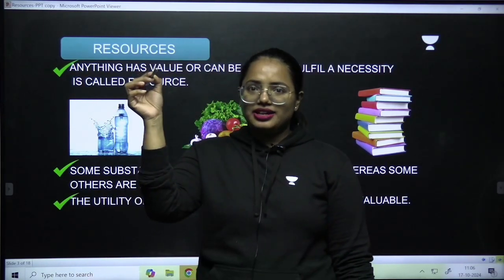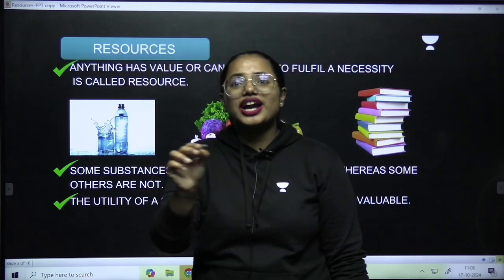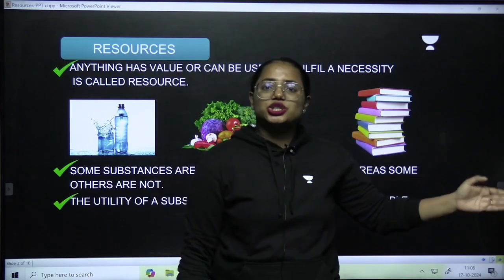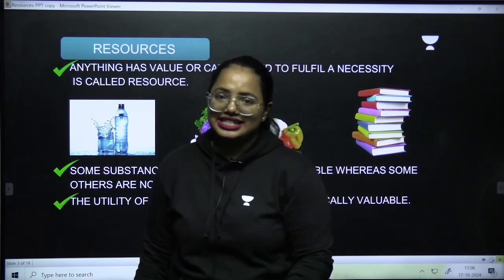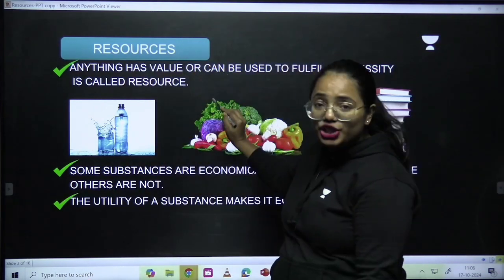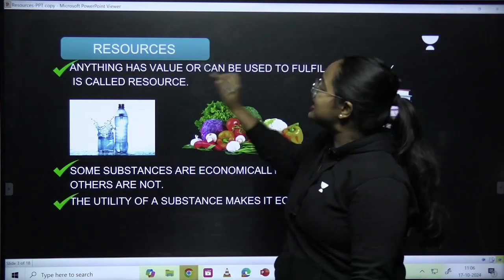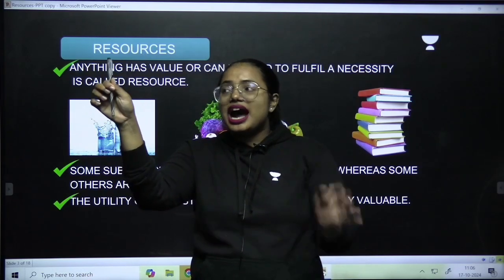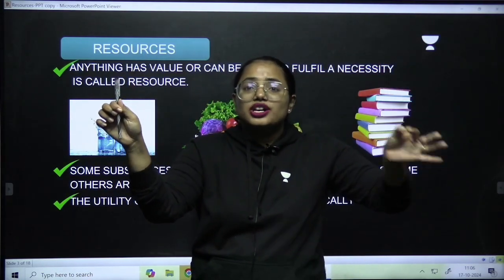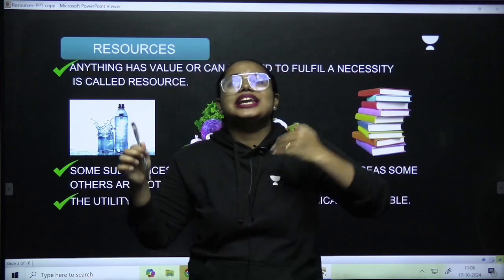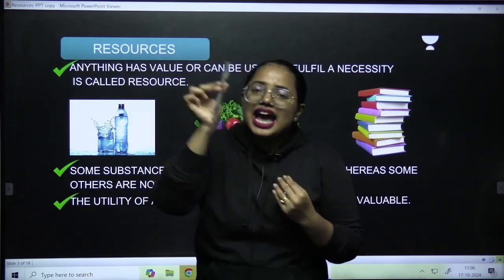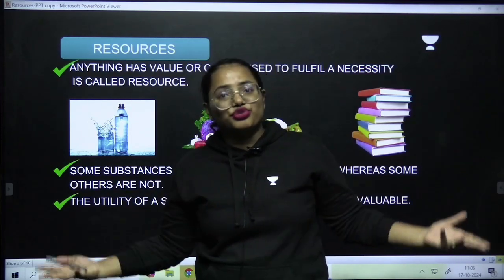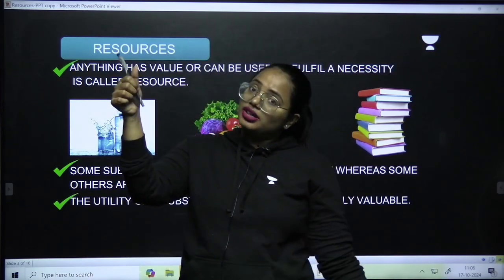So I have a pen. What is the use of it? I can write on a paper, correct? So the pen has a use, it's nothing but to write on a paper. Am I right? Yes. So anything that has value or can be used to fulfill a necessity can be called a resource. So pen is a substance. I can use this pen to write on a paper. So writing on a paper can be my necessity. So this pen can be utilized to write on a paper so that my necessity has been fulfilled. So this becomes a resource.